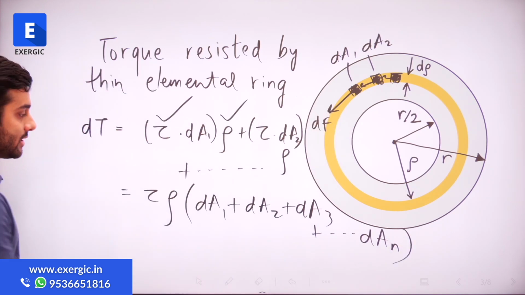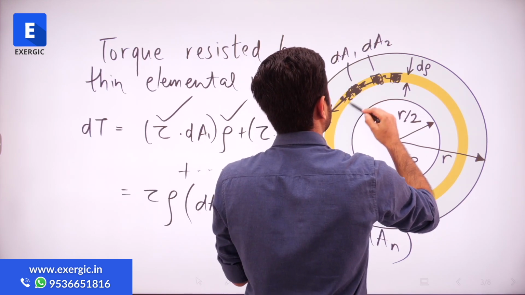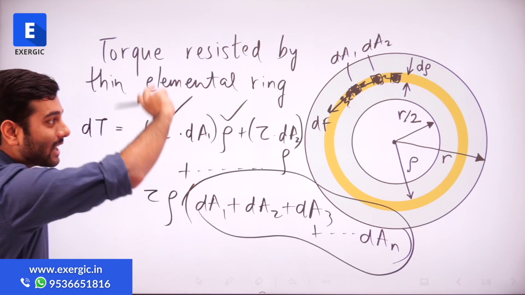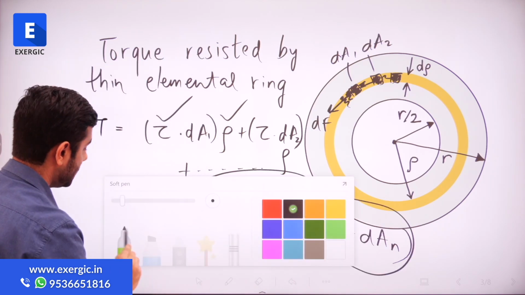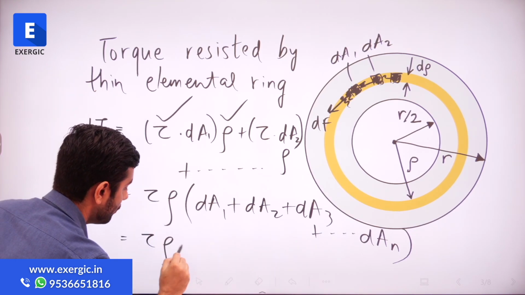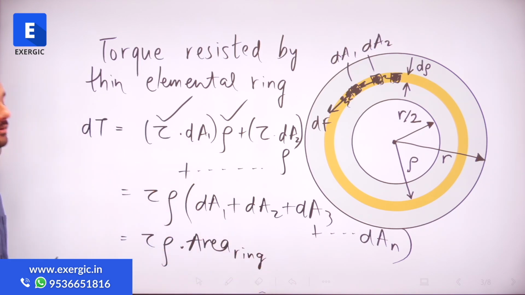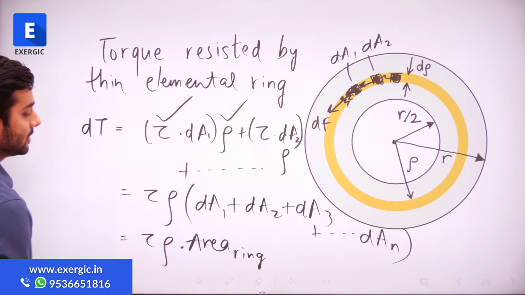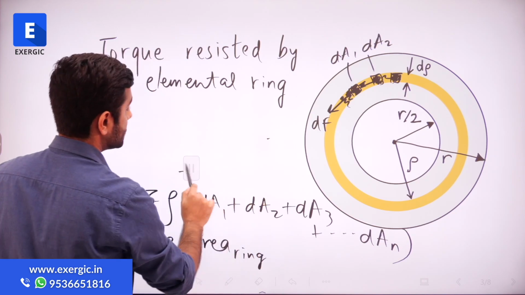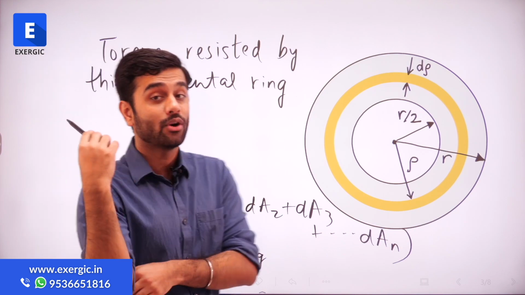Right or not? What is this? If I add all the small areas on the ring and their torques, this is going to give me the entire area of the ring. So ultimately, this is equal to tau rho multiplied by the area of the ring, right? And how much is going to be the area of this ring? This is again something that we already know.